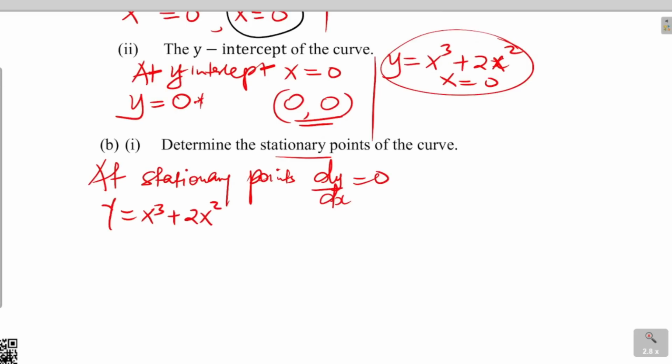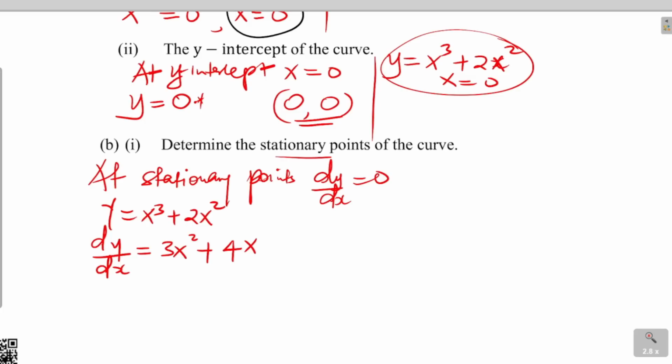plus 2x squared. So to get the stationary points, we're going to get the gradient function of this curve, dy/dx, by differentiating with respect to x. You get 3x squared plus 4x. So when you differentiate it like that, this will give you the gradient function.